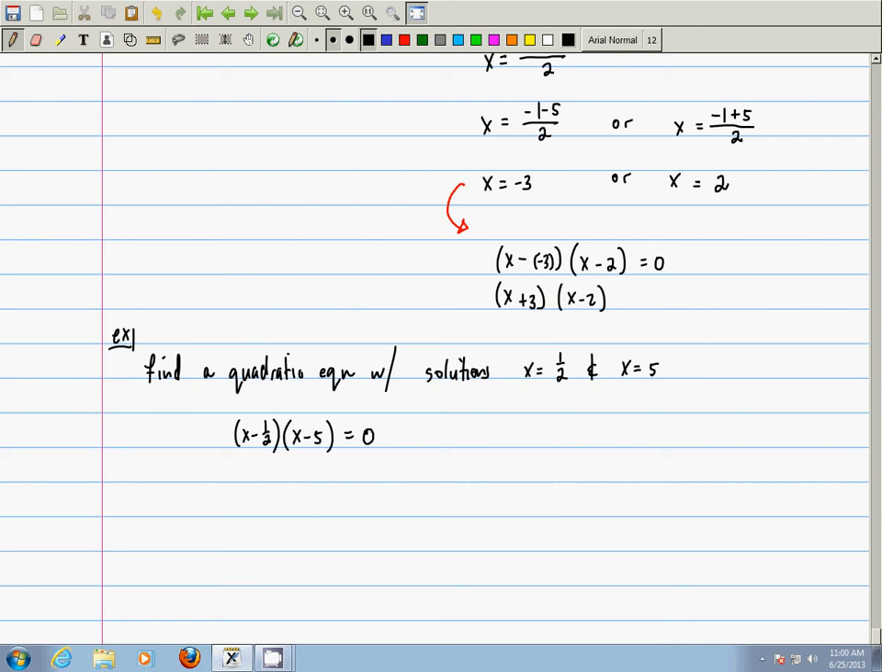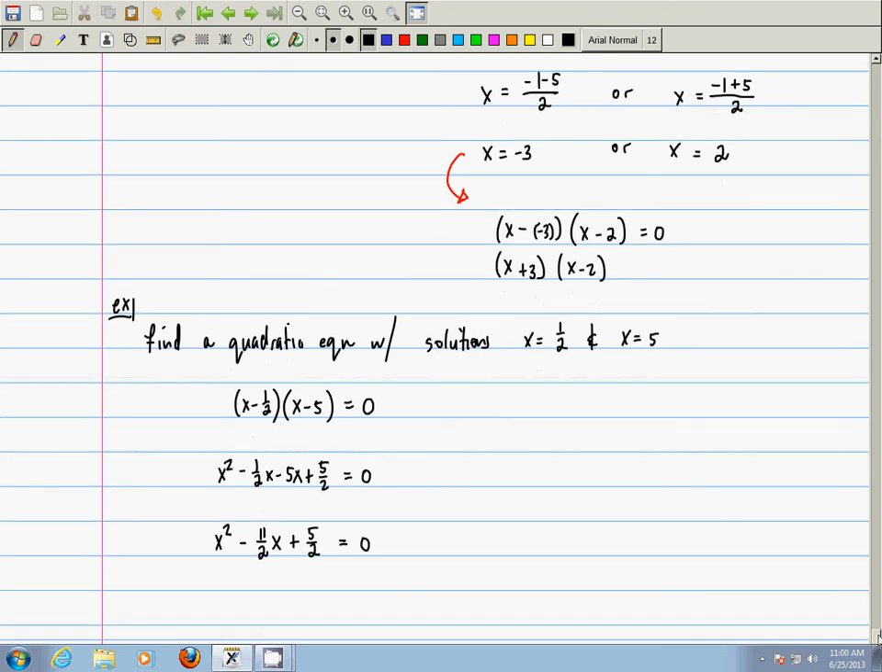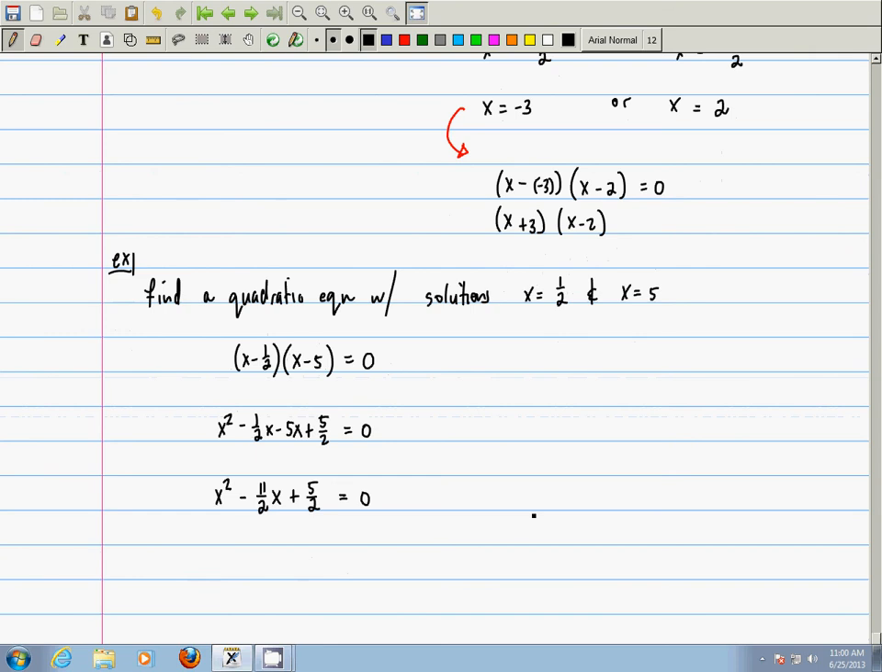So then now we can FOIL this out, okay, and get x squared minus 1/2 x minus 5x plus 5/2 is equal to 0. Okay, so then that's x squared and then minus 10/2 minus 1/2 is negative 11/2 x plus 5/2 is equal to 0. And then if you're being a math instructor, you could multiply both sides of the equation by 2. Now you could say that, well, I'll say x squared minus 11/2 x plus 5/2 is 0, and I'll multiply both sides by 2.